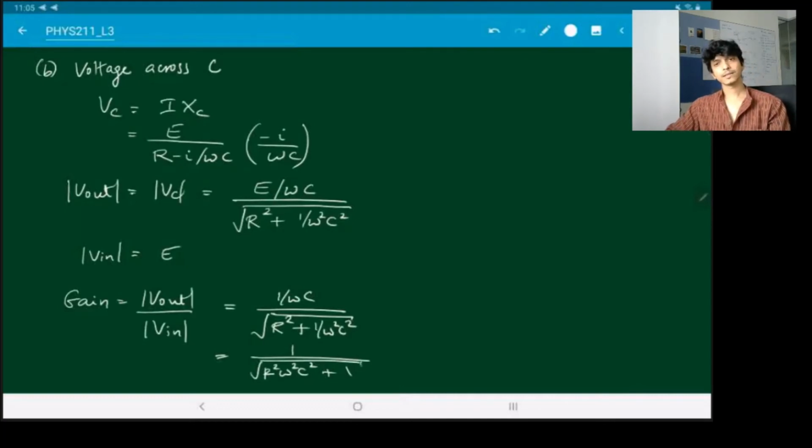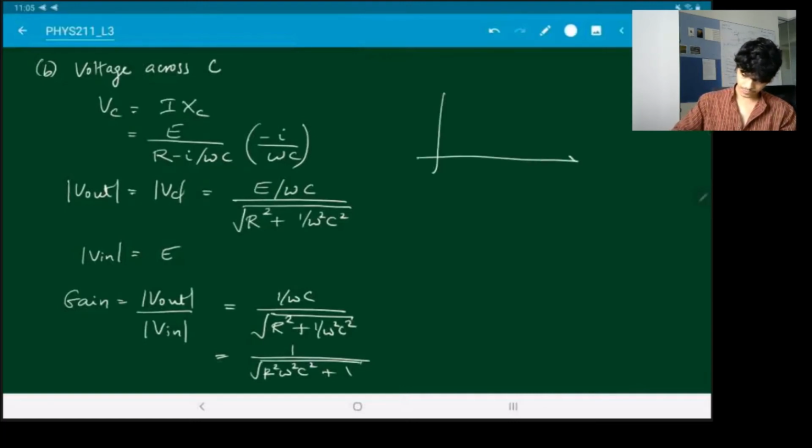Now this has the opposite feature. Now if you are at low frequencies, then you have a high gain. If you are at high frequencies, you will have a low gain. So over here, the frequency response looks like this.